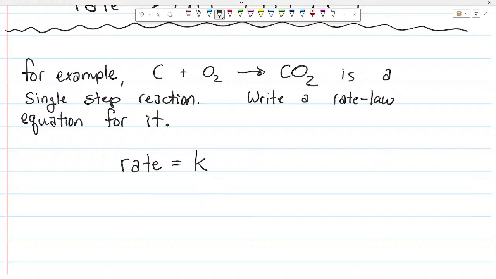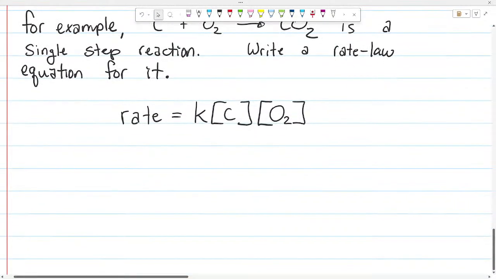And then what would it be times? Concentration of C? And not plus. Multiply. We're working with probabilities here. That's really what this is about. It's the probability of this happening. Speed is just a function of how likely these things are to bump into each other. Does that make sense? And we rarely add probabilities, we multiply them, right? So K times concentration of C times concentration of O2. And that's it. In this case, they'd both be 1s, because there is no exponent there, right? Does that make sense? Let's try another example.